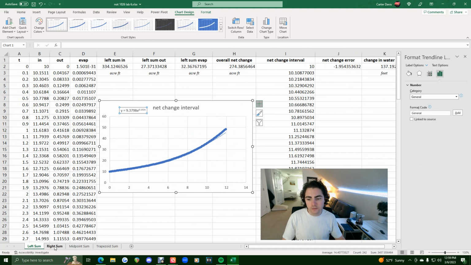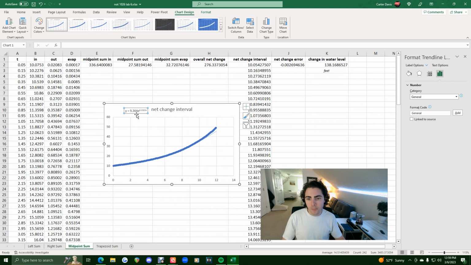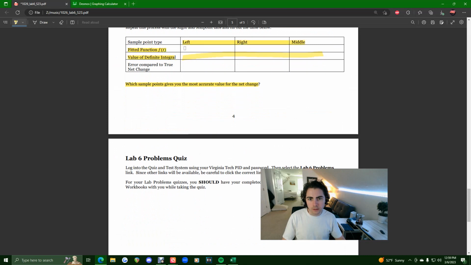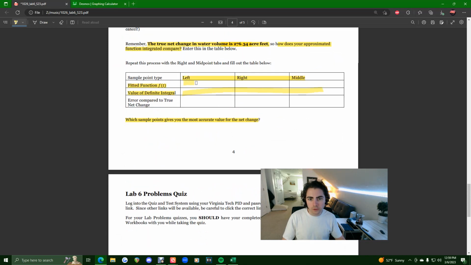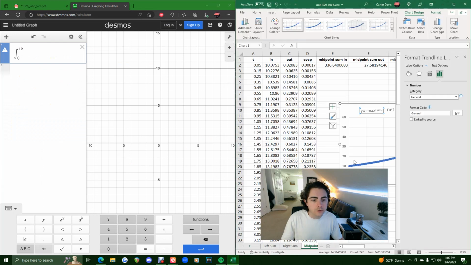Each of these functions we have, like 93798, 9348, 9364, all the functions will go here, here, and here, if that even made sense. Mouse is dragging it all over the place. The first row here, the fitted function for each of these, are the functions we just found. So for the value of the definite integral, I'm going to evaluate these in Desmos real quick for each of these.